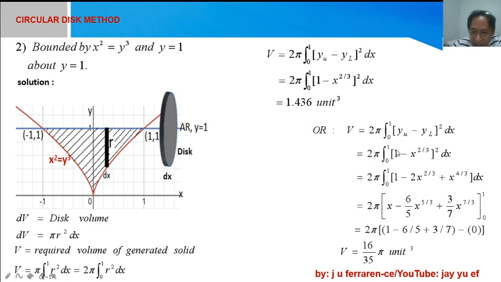What is the expanded form? I have 1. This is twice the product, so we have 2x to the power 2/3 and the square of the last term, so that is x to the power 4/3. Okay, so if we integrate, then this is equal to x. This is 2x to the power 5/3, correct? So divide with 5/3, or that can be minus 6/5 as a constant coefficient of your x to the power 5/3.